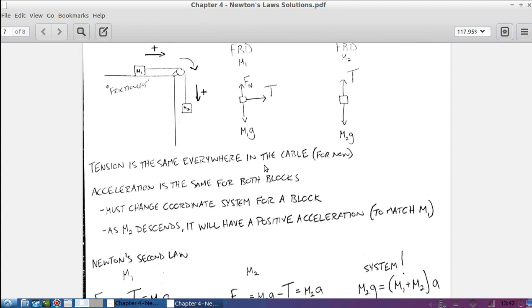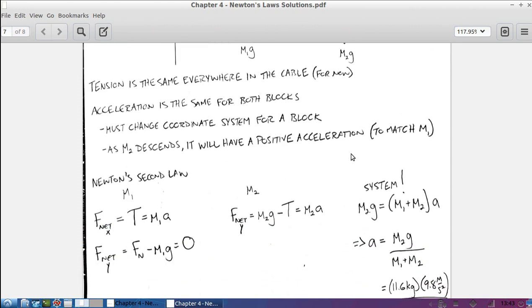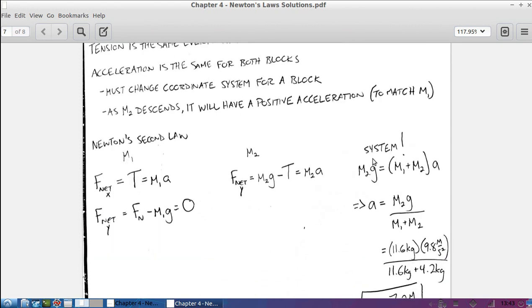So here's what happens when I draw my circle around. There's only one force acting on the system that's causing it to accelerate. Right? T is now contained in my system. So it's just M2G. These two forces aren't causing M1 to accelerate. It's just gravity on M2. Alright. So M2G is the only force acting on the system.